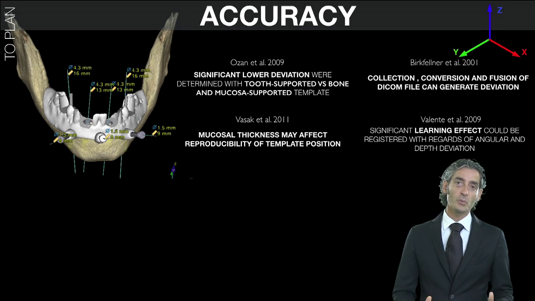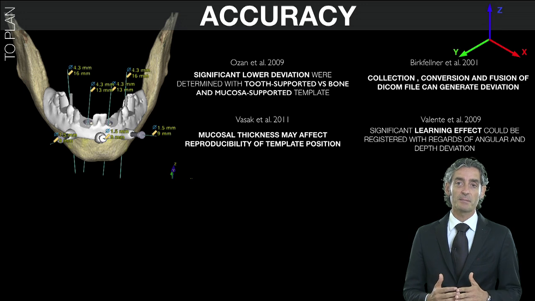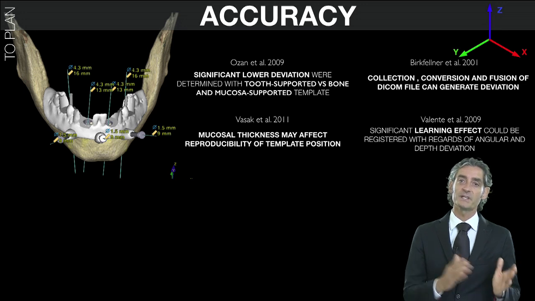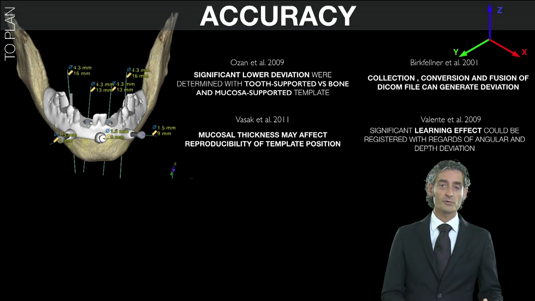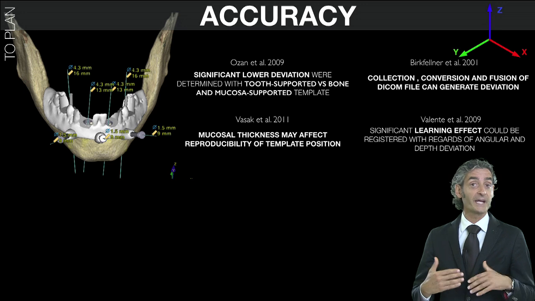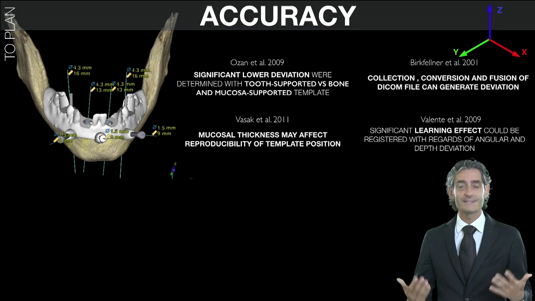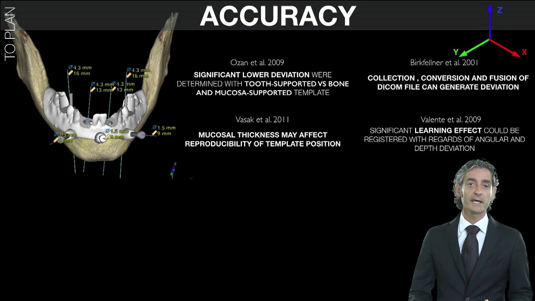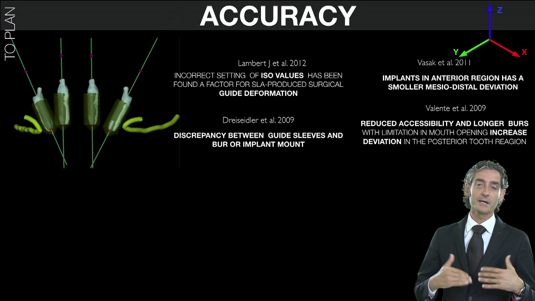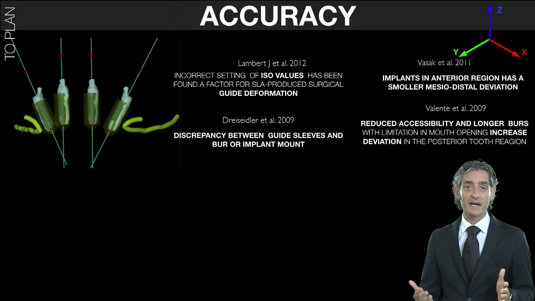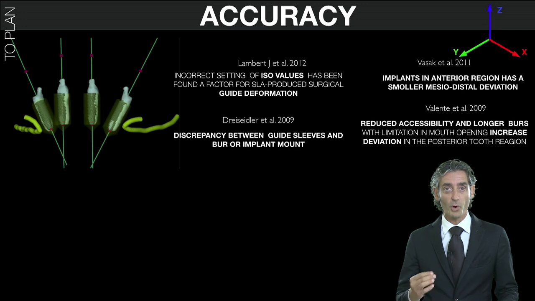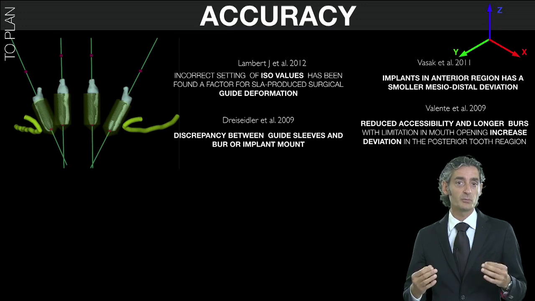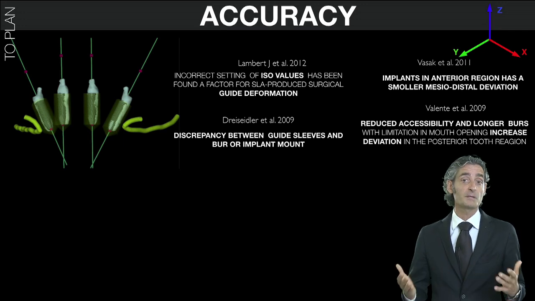And then, for sure, when we speak about accuracy, we have to speak about the conversion and the fusion of the DICOM file that can create and generate deviation. For sure, the learning effect when we go for the guided surgery, complete guided surgery, is something that we have to take care about. And when we see the other information that we can find on the external evidence, so in the literature, we know, for example, that setting the ISO value is really important. If we set properly the ISO value, our surgical guide will be precise, otherwise we can have some deformation.